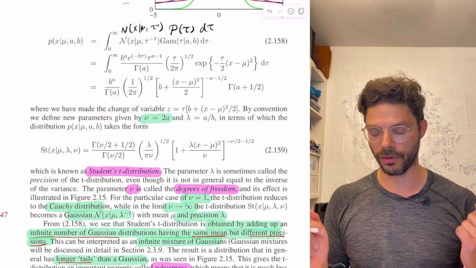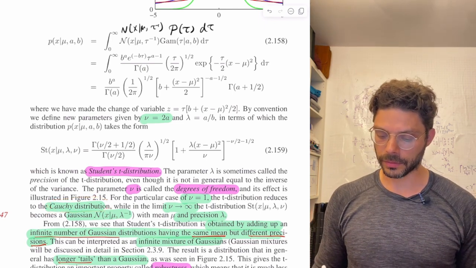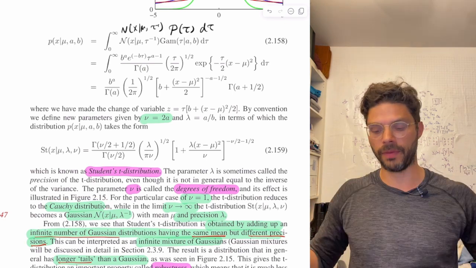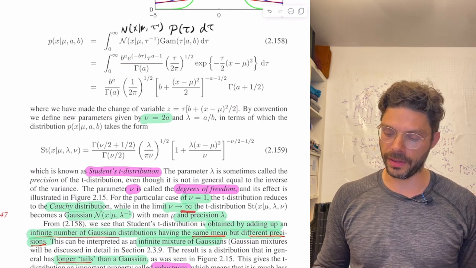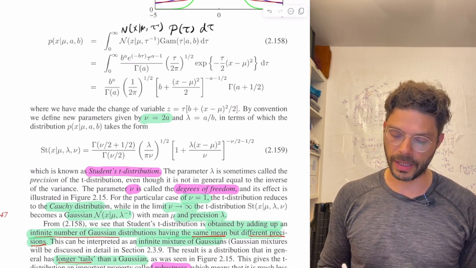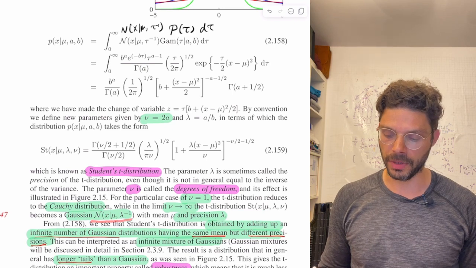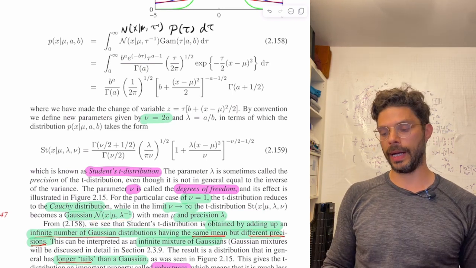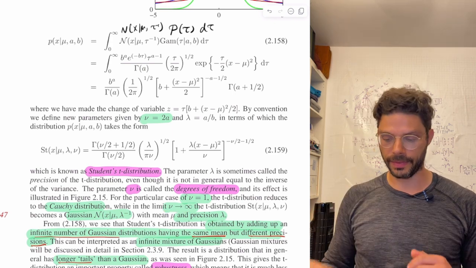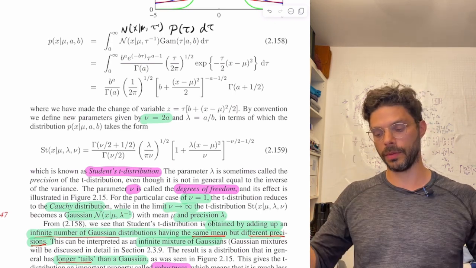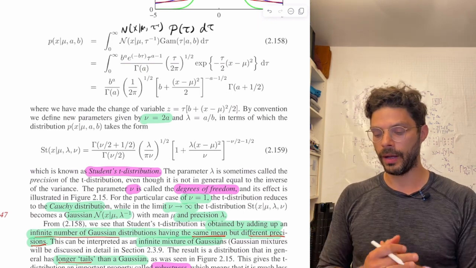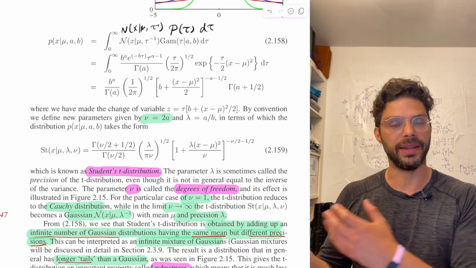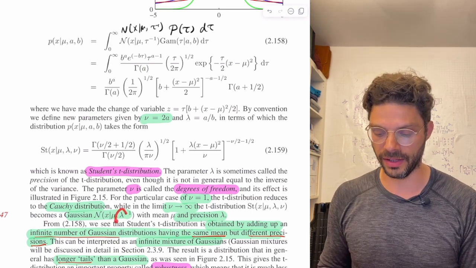This is the one that actually has no variance, because you get these extreme values a lot. And in the limit, as the degrees of freedom goes to infinity, the t distribution becomes a Gaussian with mean mu and precision lambda. So as the degrees of freedom become very large, this t distribution tends to be a Gaussian. In that case, the precision of that Gaussian is lambda.